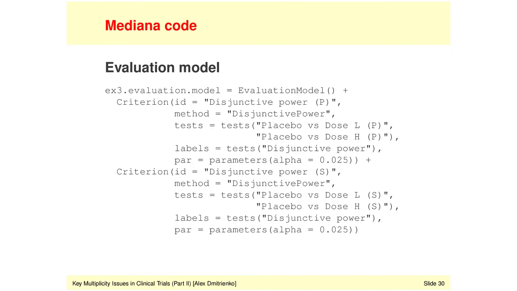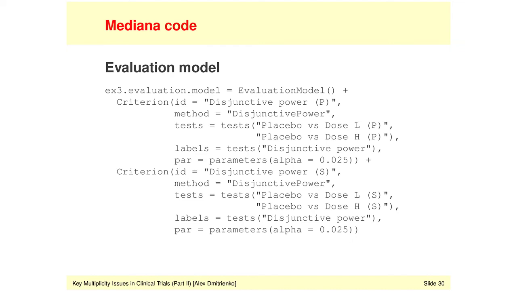We're almost done. This is the specification of the evaluation model. We begin with an empty evaluation model, and then we're going to add 2 components. These are the criteria that are based on disjunctive power for the primary endpoint.